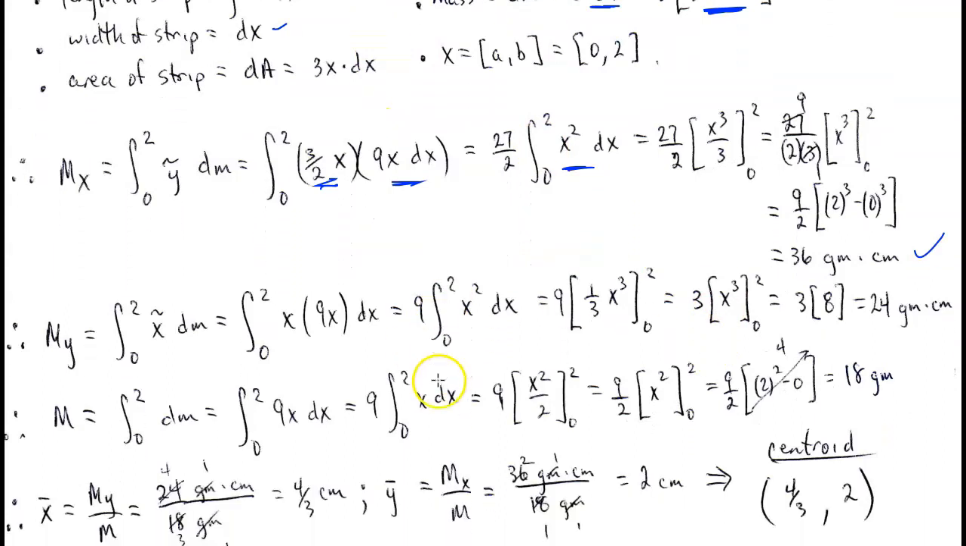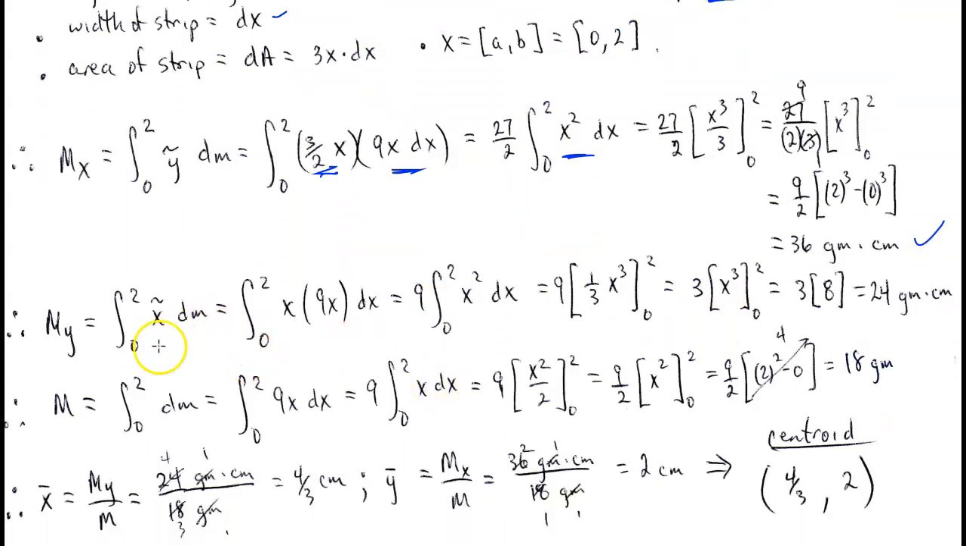If we do the same thing for the moment about y, we use x tilde dm. If you remember, x tilde for vertical strips is just x. Our dm, of course, is 9x dx. And then from there, it looks like simple integration, where we factor out the 9, take the antiderivative of x squared, which is going to be x cubed over 3, and then evaluate that from 0 to 2, and we see that we get 24 gram centimeters.